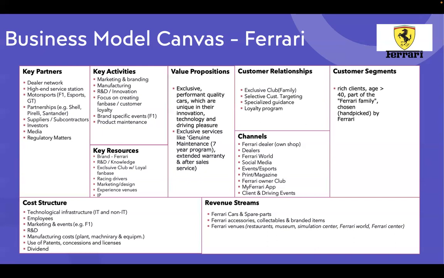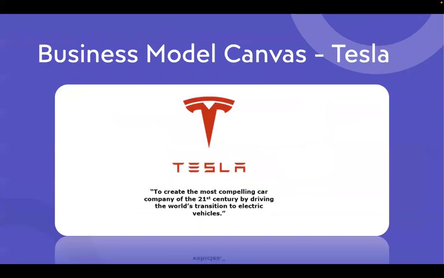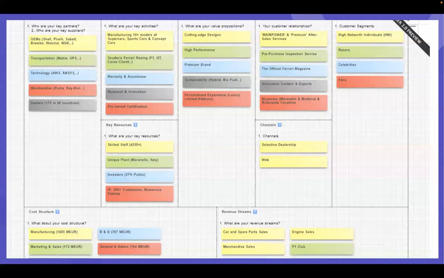So those things are important. As part of this, we are also able to gather that information and put it as part of the findings. Then the second one is the business model canvas of Tesla. Tesla is renowned for its mission to create the most compelling car company of the 21st century by driving the world's transition to electric vehicles. That is the motto, that is the theme of Tesla. And once I put together the Tesla details into this, we have the partners program, the key activities, the key resources, customer segmentation, the cost structure, and revenue structure, all together there.